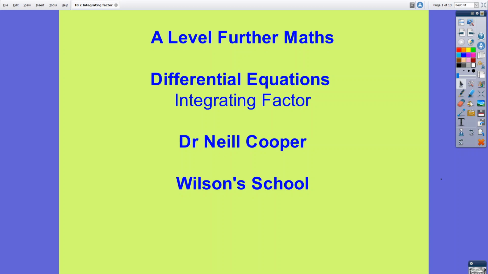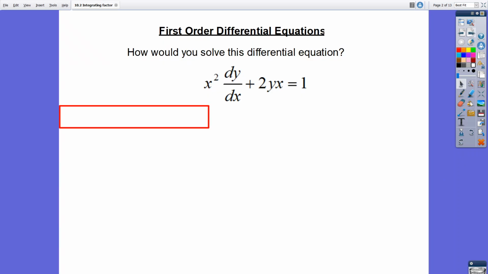A-level further maths, differential equations, the integrating factor. Some first-order differential equations can be solved by the cleverness of spotting what you can do. The equation I have here looks awkward.